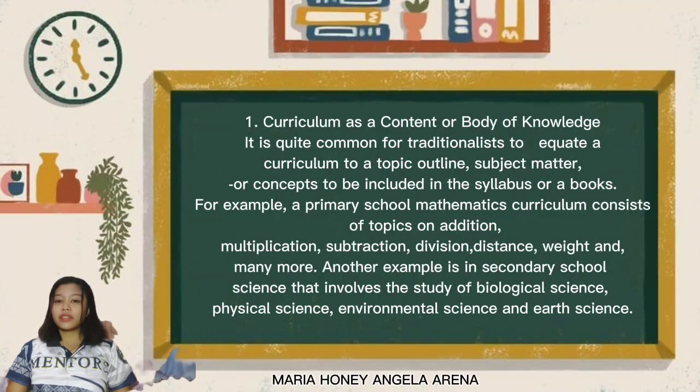It is quite common for traditionalists to equate a curriculum to a topic outline, subject matter, or a concept to be included in the syllabus or a book. For example, a primary school mathematics curriculum consists of topics in addition, multiplication, subtraction, division, distance, weight, and many more. Another example is in the secondary school science that involves the study of biological science, physical science, environmental science, and earth science.